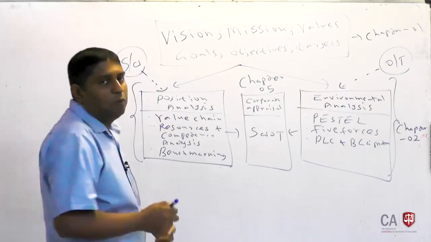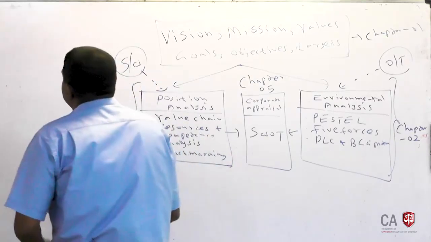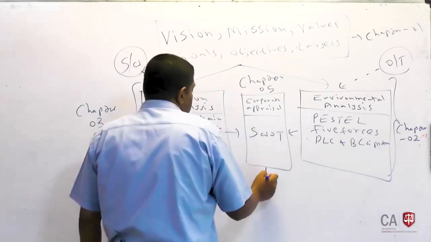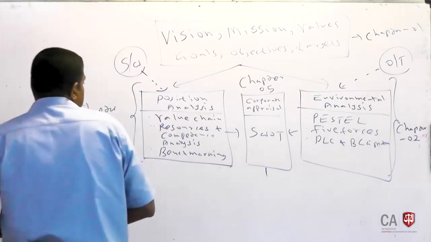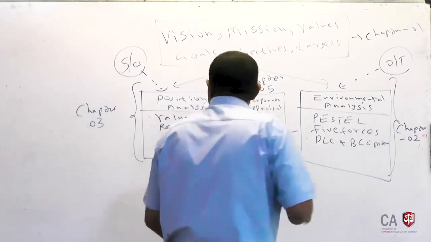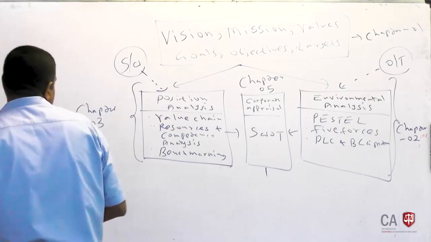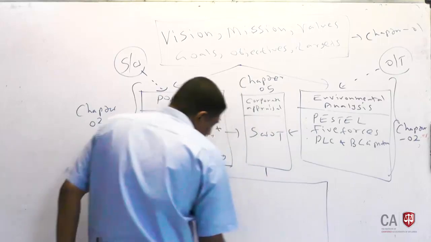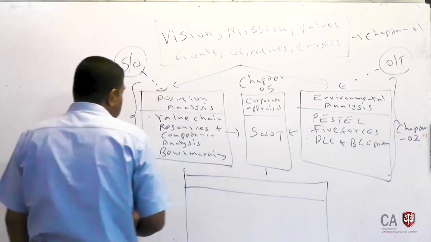Now I am moving to chapter 6. In the rational model, the next step is strategy formulation. So, chapter number 6 will cover that, formulating and evaluating strategy. First of all, we look at the strategy formulation aspects under that.